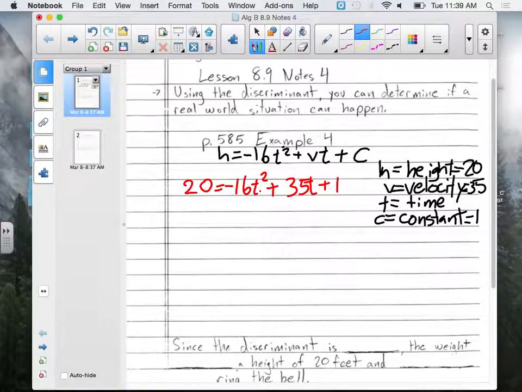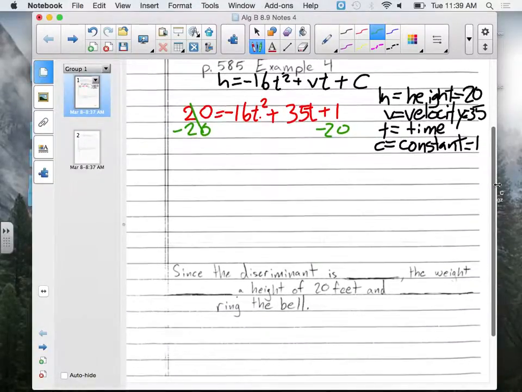Okay, so now we've plugged in all of our numbers, and this is looking pretty good so far. This is a quadratic like the ones we've been doing. So if the problem is telling us to use the discriminant to find solutions, what would we do first in order to be able to use the discriminant? Would we subtract 20 from both sides? Sure. Minus 20, minus 20. There we go. So then we have 0 equals.